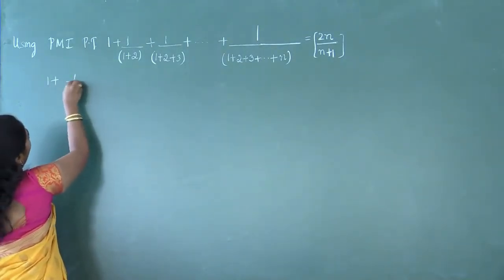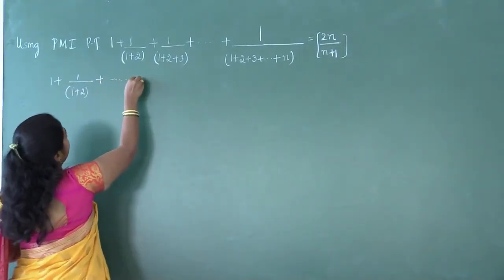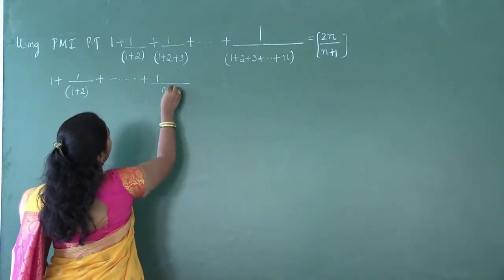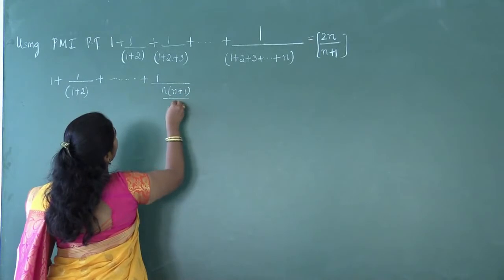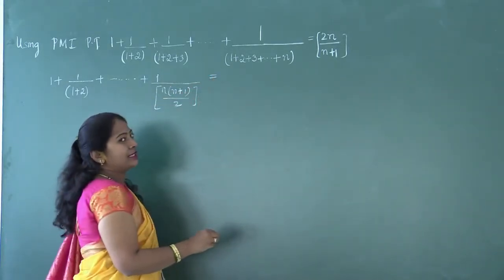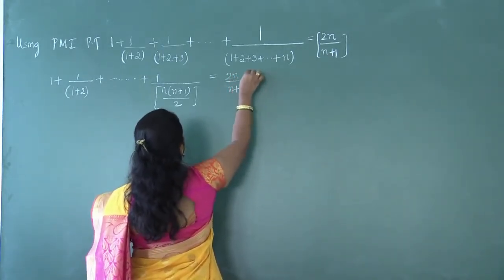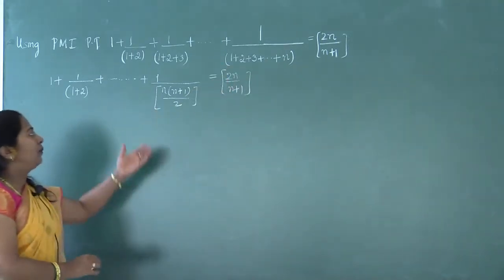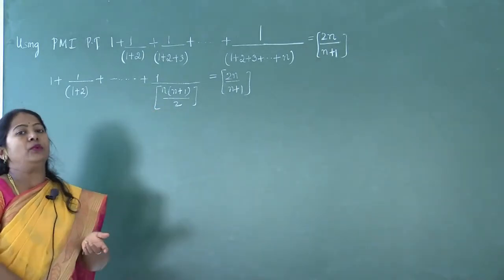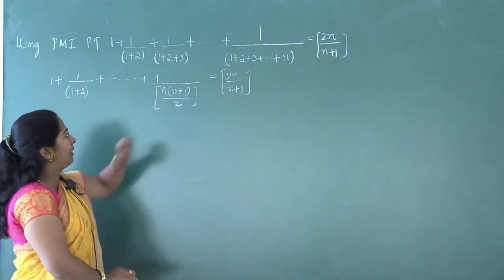1 plus 1 divided by 1 plus 2 plus etc. plus 1 divided by, denominator can be written as what? n into n plus 1 divided by 2 is equal to, RHS remains the same, that is 2n divided by n plus 1. Now, observe the last term of the LHS, 1 upon n into n plus 1 by 2. When you take the reciprocal, this term becomes what? 2 divided by n into n plus 1.